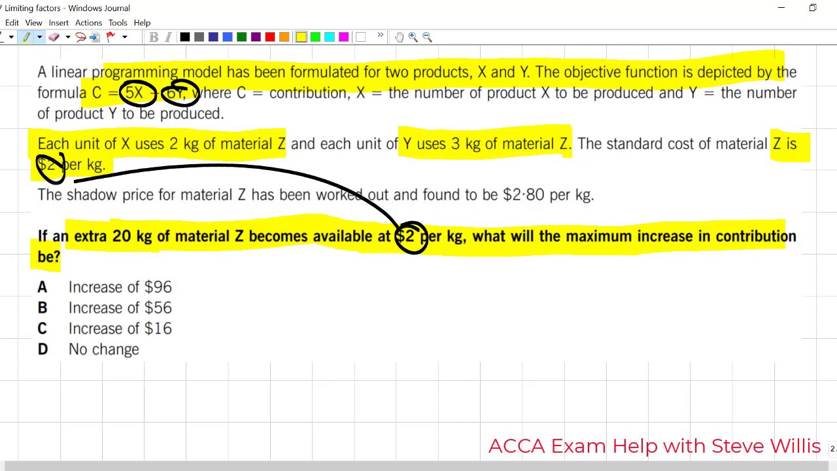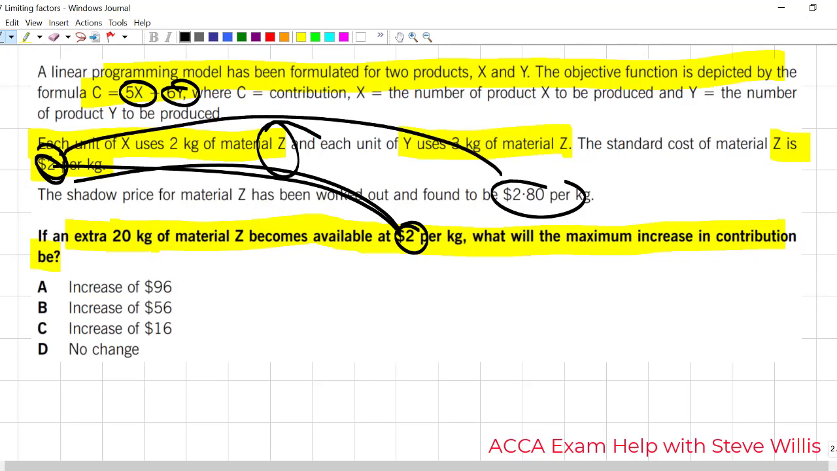Shadow price, guys, is simply the incremental contribution we get from one more unit of input. Shadow price is 2.8. That means every time we put another kilo of Z into my production, it's going to crank out 2.8 in contribution. Now look at this. I'm paying the normal price. I'm not paying a premium.